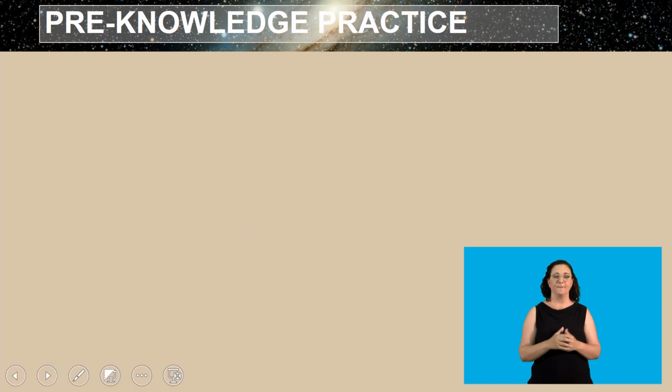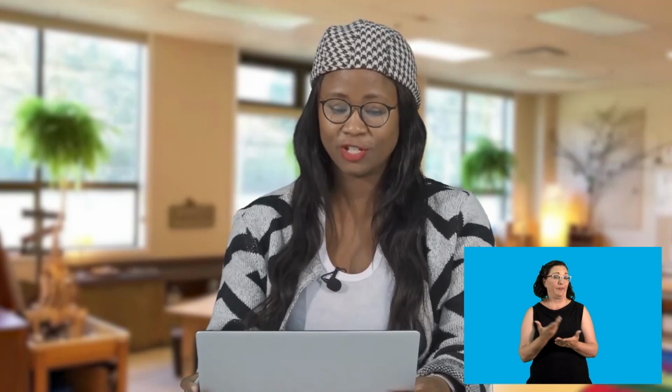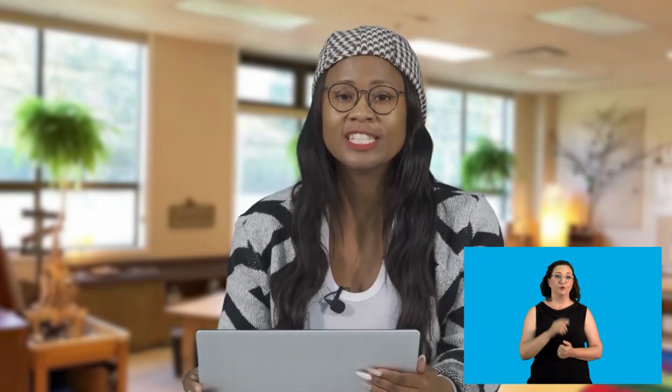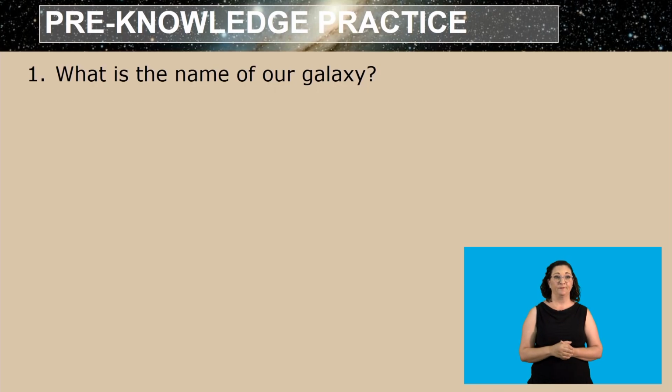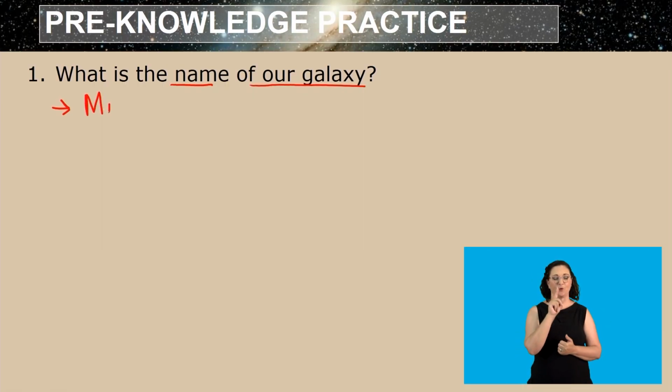Now let us test our prior knowledge and see if we remember any of the things that we just mentioned. Question 1 says to us, what is the name of our galaxy? If you remember, the name of our galaxy is called the Milky Way galaxy. So let us write that down. Milky Way galaxy is the name of our galaxy.